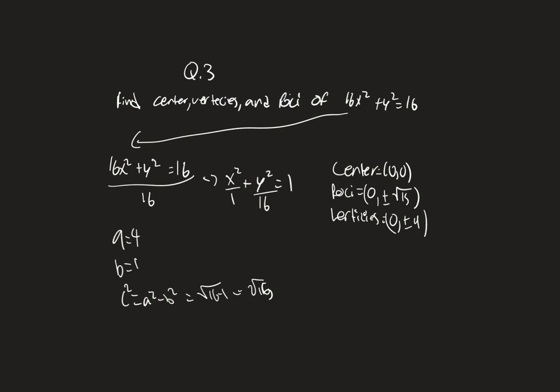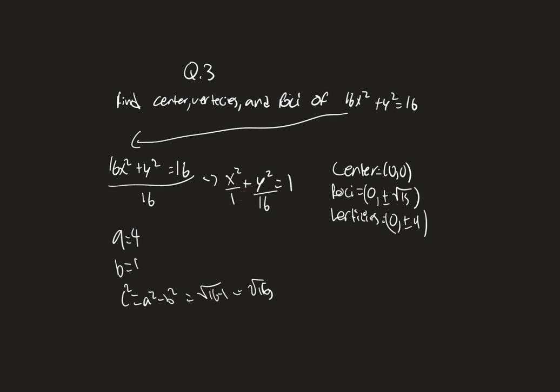This question is asking us to find the center, vertices, and foci of 16 times x squared plus y squared is equal to 16. So this is an ellipse. We rewrite this in this form. So x squared plus y squared over 16 is equal to 1, so that we have our a squared and our b squared. So doing that, we get our a is equal to 4, our b is equal to 1.